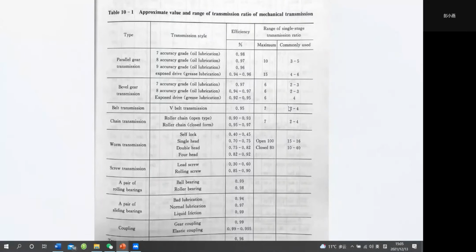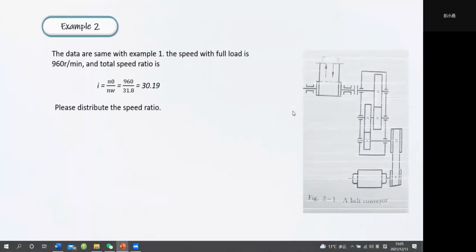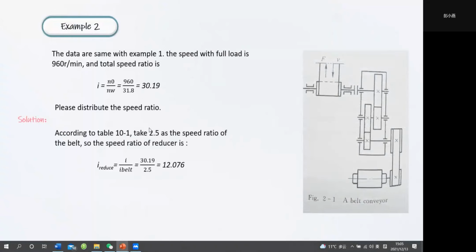So we choose the value of the speed ratio of the belt first. You can choose a value within this range. Here, we choose the speed ratio of the belt as 2.5. This is the speed ratio of the belt. And then we calculate the speed ratio of the reducer.